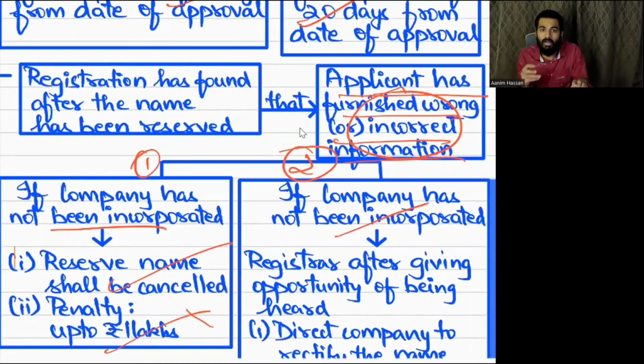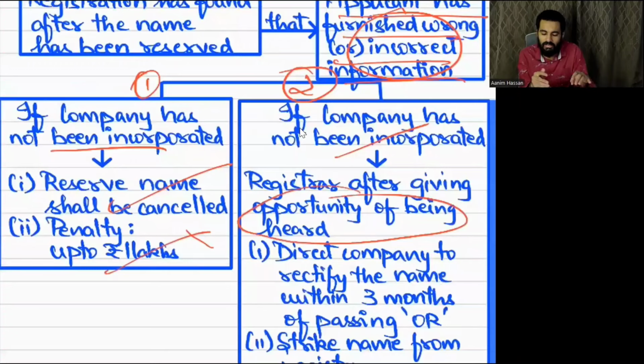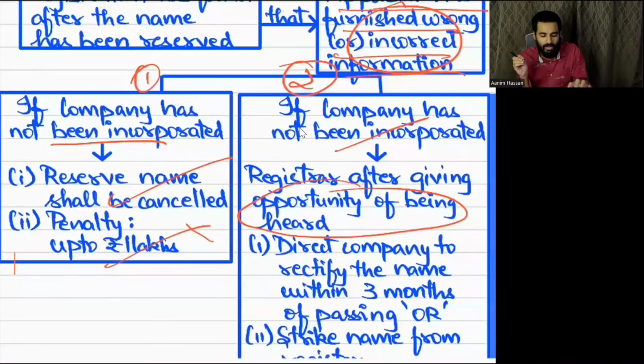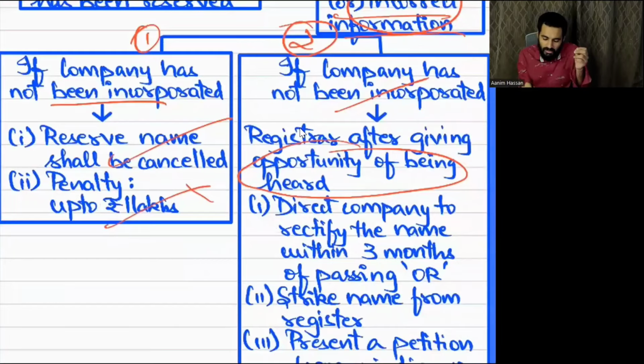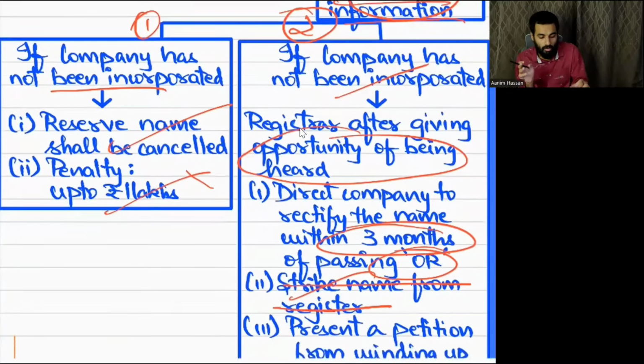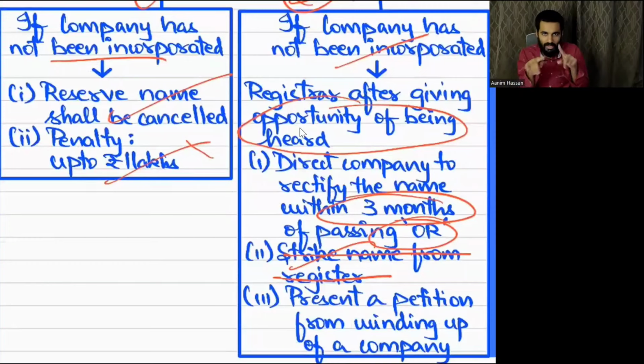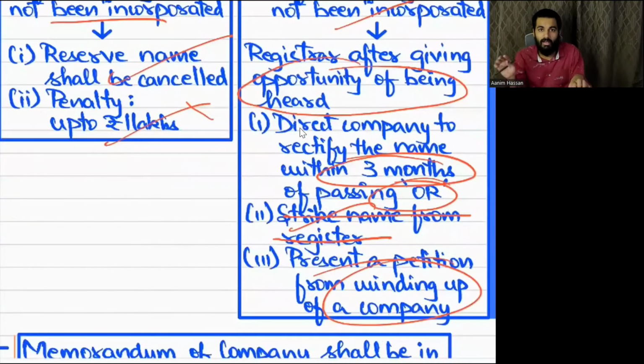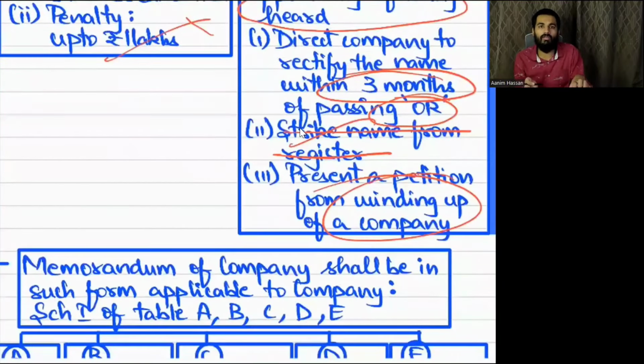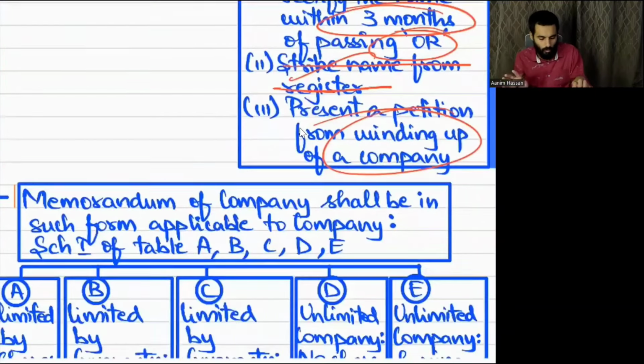And if the company has been incorporated, the registrar will ask the reason and give an opportunity of being heard. Then, after considering what the company says, the registrar will say to pass a special resolution, and within 3 months you have to change the name. Otherwise the registrar will strike the name of the company off the register, or go for winding up and petition to close the company. We will learn winding up in CA Final, not for you.